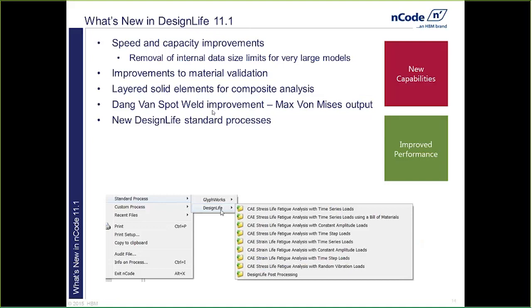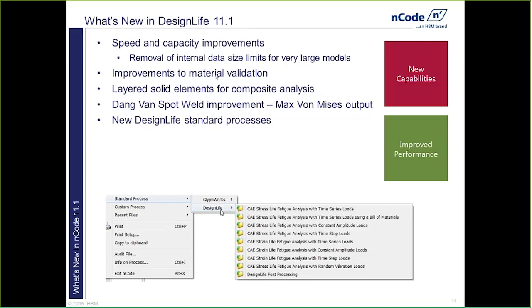And also improve the speed on some of the modeling within the vibration area as well. We've also had some improvements for material validation, which I'll show you in a minute. So this is basically when we first try and run a job, we will validate the job to see whether it's possible to run it.